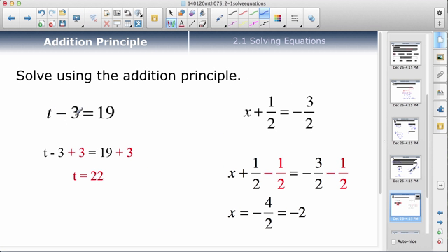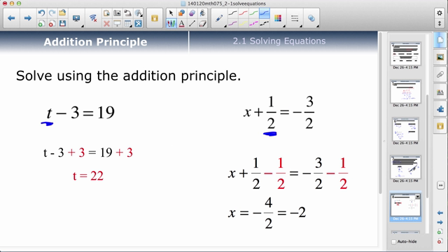So here's one. I've got t take away 3 equals 19. I want t by itself, so I have to lose the minus 3. To lose a minus 3, I would do the opposite operation. Instead of minus, I'm going to add 3. But if I do it to this side, I've got to do it to that side. There's my solution.